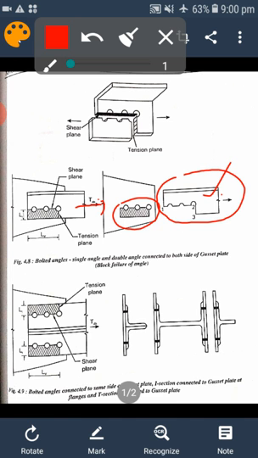Some more examples are given here. Here a double angle is connected to the gusset plate on the same side or on either side, and an I section and a T section are connected to the members. In all these cases we may come across block shear failure. Basically, block shear failure is the combined effect of shearing and tearing.